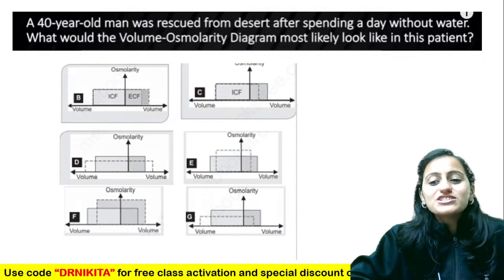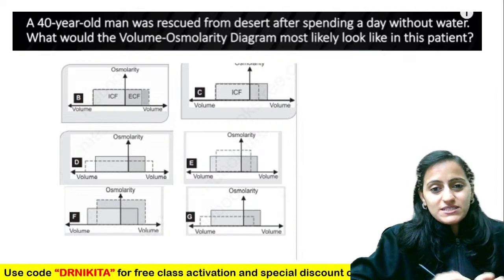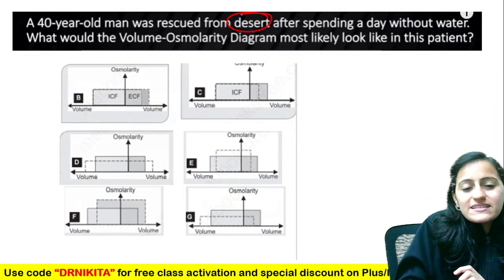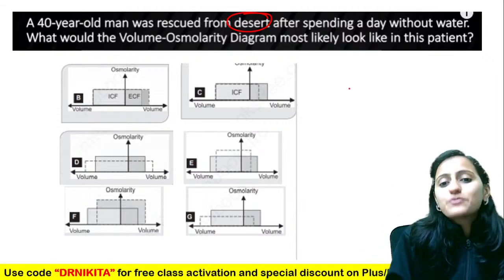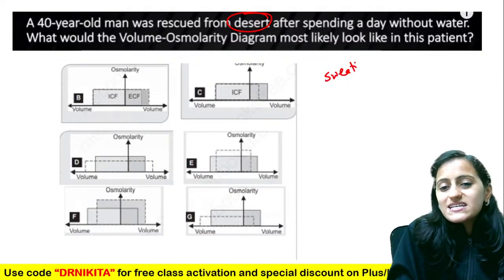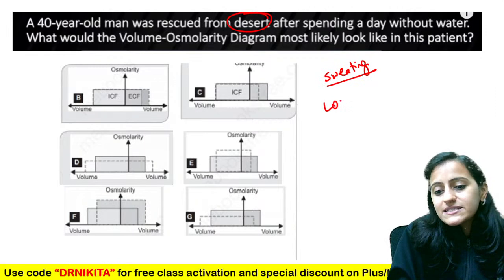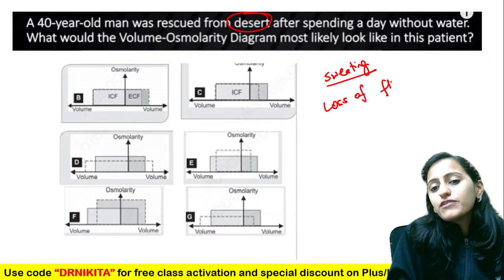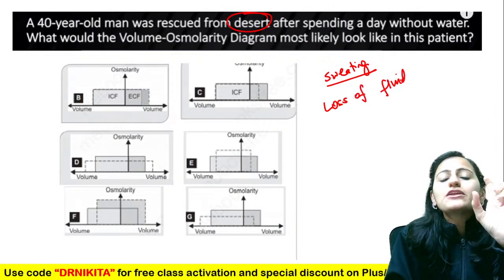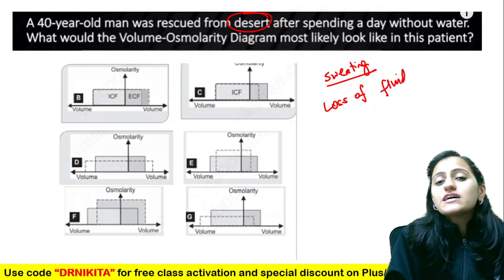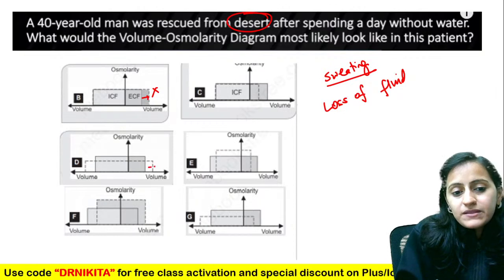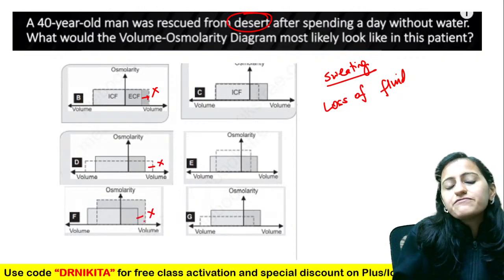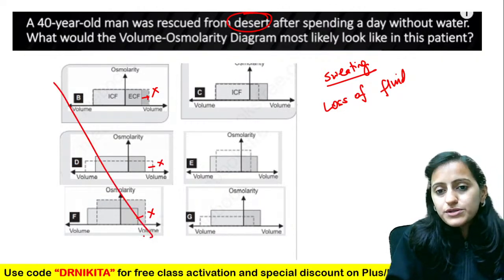So in such questions, how would you rule out the options? The patient is in the desert. In desert, hot temperature, we are sweating, right? So sweating is happening. Sweating is the loss of fluid. It is not the gain of fluid. So which options are ruled out? B is showing the gain. D is showing the gain. F is showing the gain. So these are ruled out.